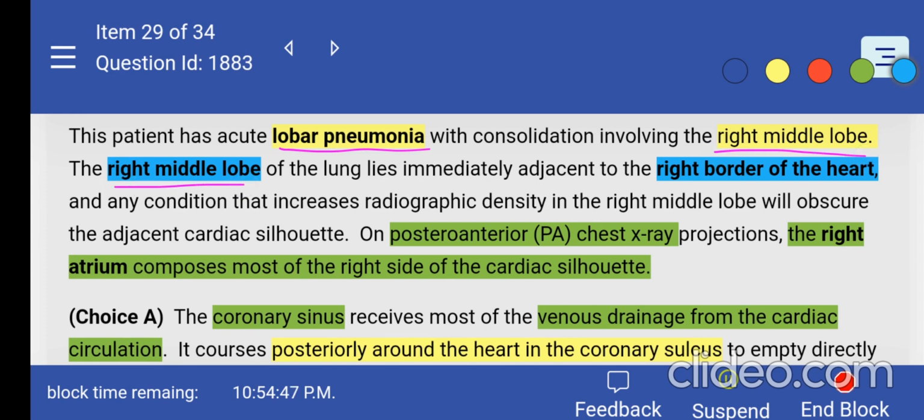The right middle lobe of the lung lies immediately adjacent to the right part of the heart, and any condition that increases radiographic density in the right middle lobe will obscure the adjacent cardiac border on posterior anterior (PA) chest X-ray projections. The right atrium composes most of the right side of the cardiac border. It is not the right ventricle, right? The right ventricle forms the anterior aspect, the most anterior aspect of the heart, but the right atrium composes most of the right side of the cardiac border, right?